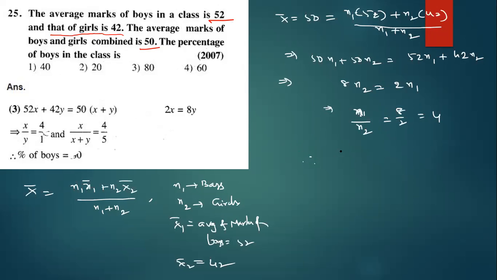So how to find this case? Just adding 1. N2 by N1 is how much? 1 by 4. Just adding 1 on both sides, N2 plus N1 by N1 is equal to 5 by 4. So the question is, they're asking the percentage of the boys. That is the answer. What to do? Multiply with 100.